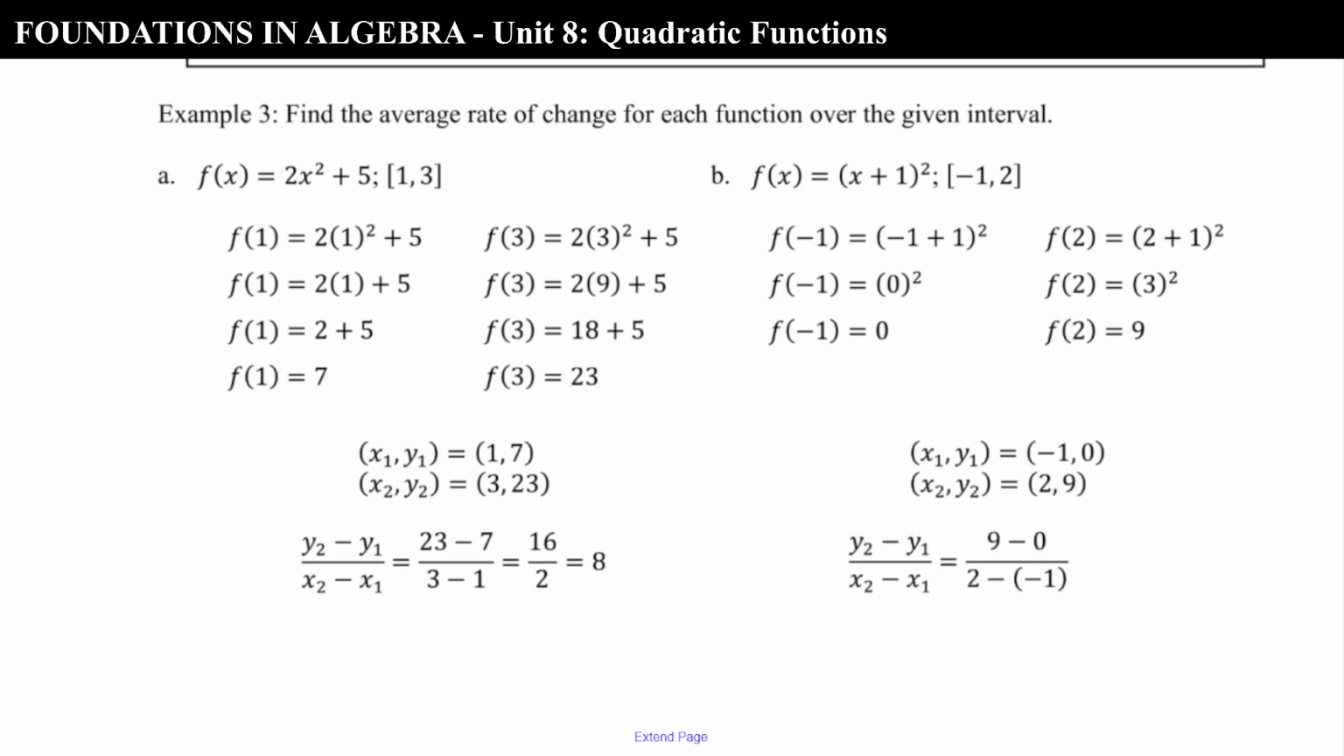Then you're going to plug those into your average rate of change formula. 9 minus 0 gives you 9. 2 minus negative 1, which is 2 plus 1, gives you 3. 9 divided by 3 is 3.